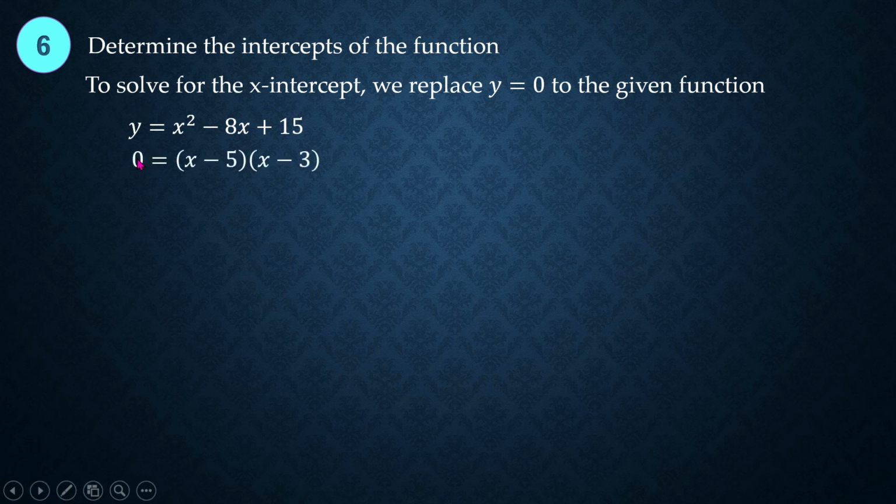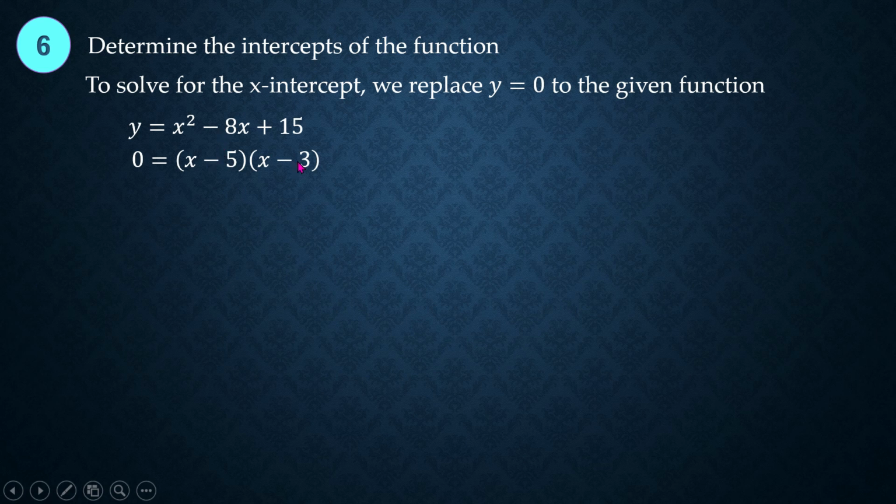Okay, 0 now. Of course, we need to factor this trinomial to solve for the value of x, right? That is why we are looking for the x-intercept. So I use here the factoring method since the quadratic function is factorable. Factors of positive 15: negative 5 times negative 3. Both negative because the middle term is negative 8x.